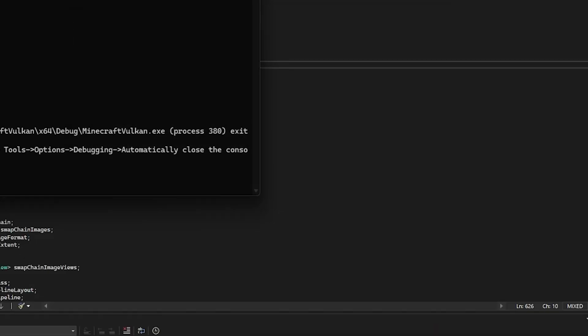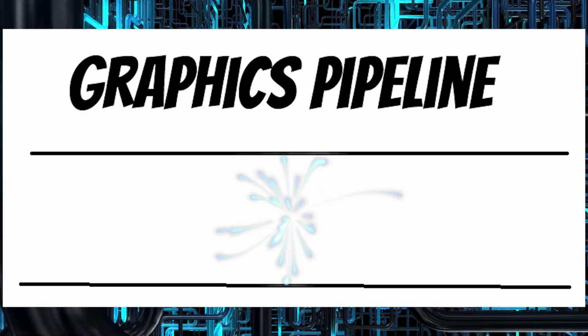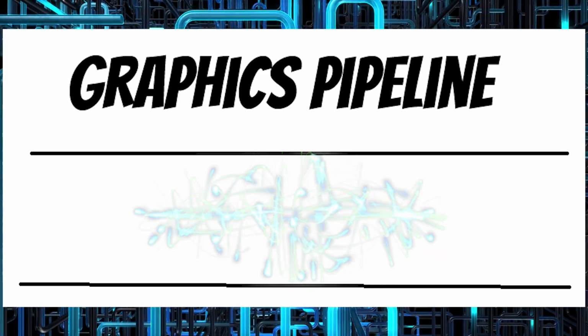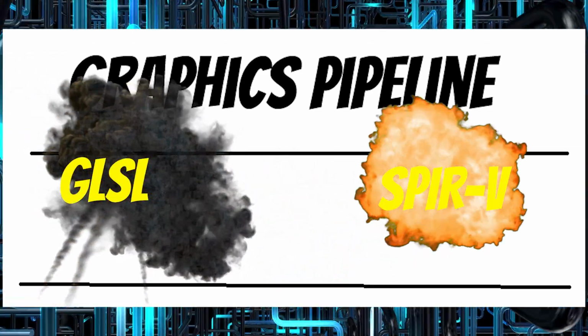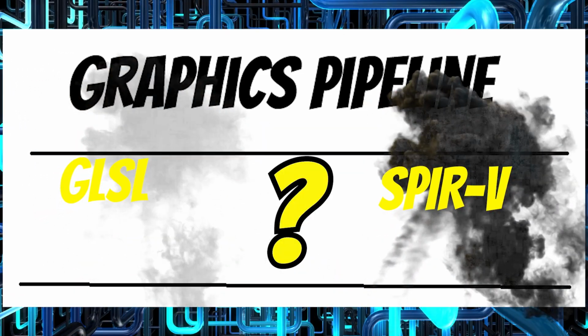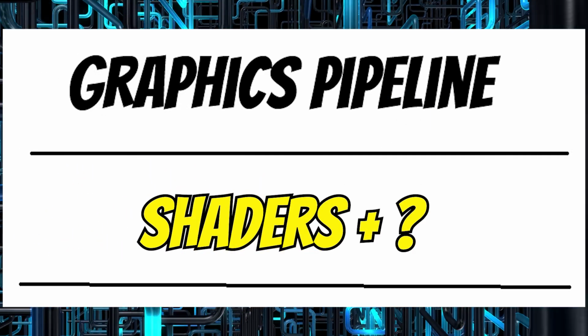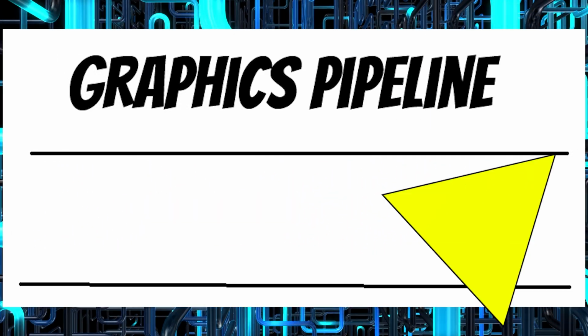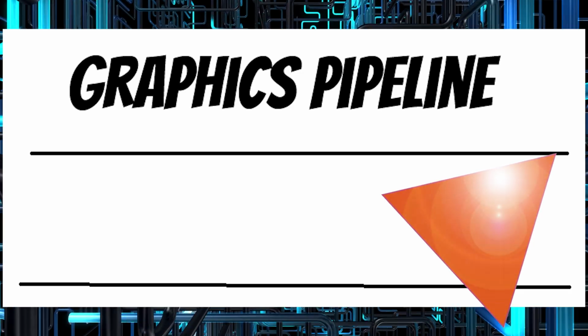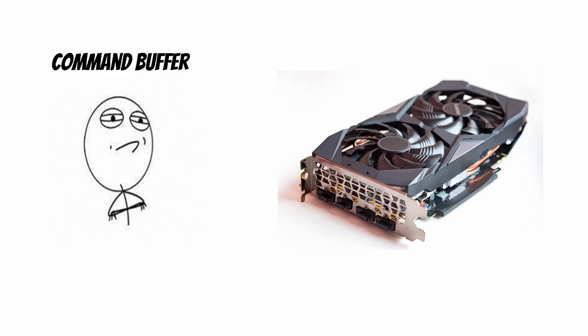But hey, I learned this. The graphics pipeline is basically a magical pipe that uses these magical words, GLSL and SPIR-V, also known as shaders, and some other things. Basically, put a triangle in, and out comes a triangle, but transformed, shaded, and ready to shine on your screen. Then I worked on the command buffer.